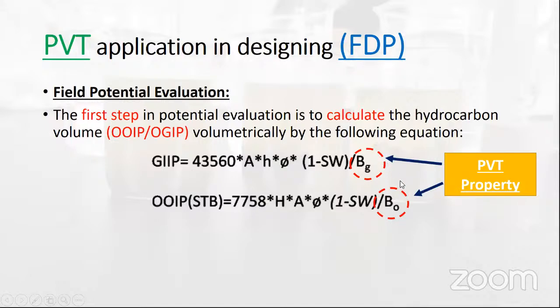So if we have some errors in the two factors, we will have big errors in the original oil in place and very, very different calculation for the gas in place. Because the difference in the Bg, or the gas formation volume factor, will be of an order of magnitude. For example, if the real or actual gas formation volume factor is about 0.005, and we assume it as 0.0005, the gas in place will be multiplied by 10. So determining the gas formation volume factor is of great importance in determining the gas in place.